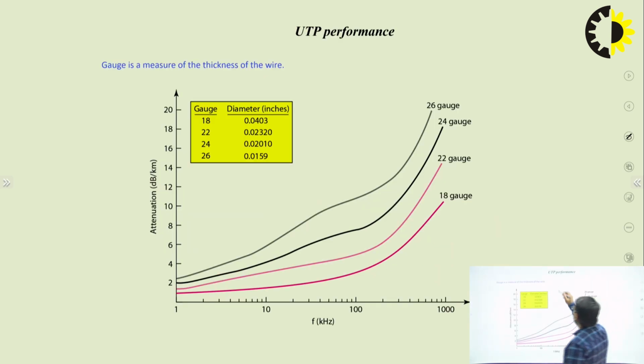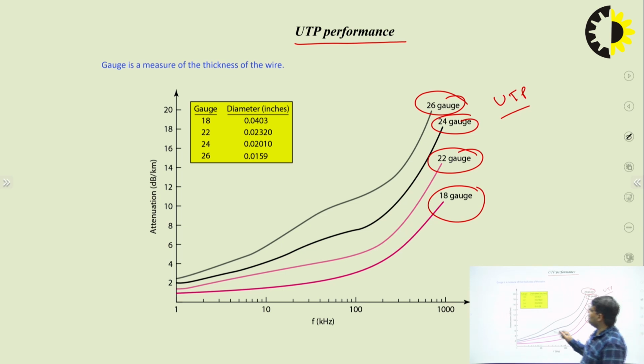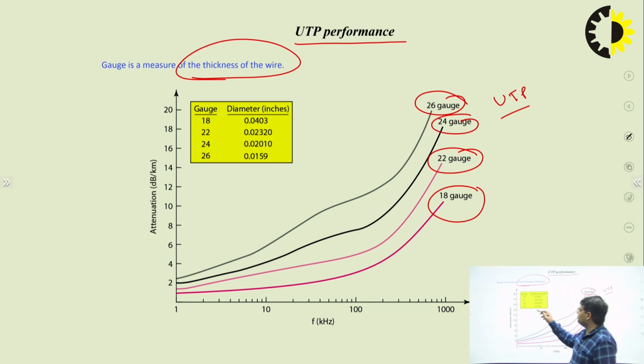We can see the performance comparison of different sizes of UTP wires. Basically the UTP wire, unshielded twisted pair wire, is categorized depending upon the gauge size. There are different gauge sizes for the UTP wires. Basically this gauge size gives the measure of the thickness of the wire. So here we have shown some examples. This is the gauge size and here we have the diameter or size of the wire.